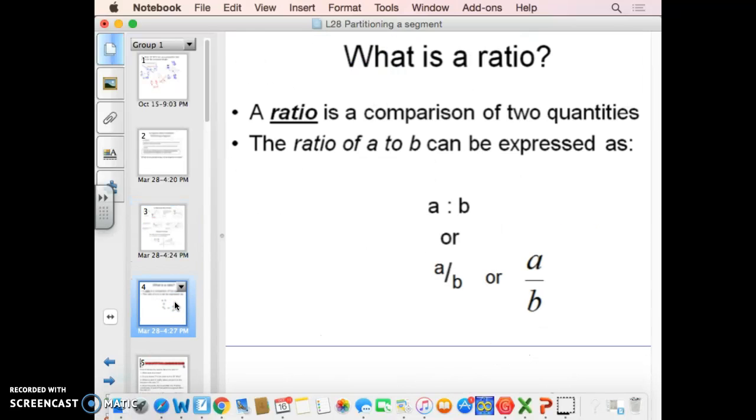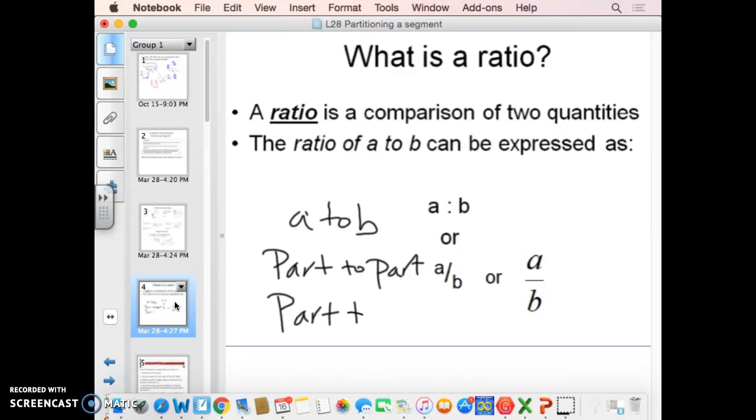Second thing you have to remember is what is a ratio. So a ratio is a comparison of 2 quantities, and it can be expressed using a colon or as a fraction, or one that's not up here is the word to, so you can also say a to b. Now, what you want to notice is that sometimes a ratio is a part to part, and sometimes it's a part to whole. Today, we're going to express all of our ratios as a part to whole comparison, because that's how we're going to determine how to partition a line segment.